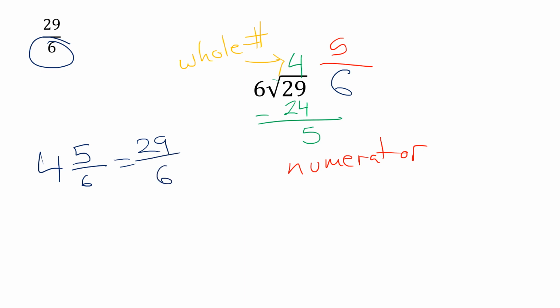And again, you should be able to run this problem backwards. 4 times 6 is 24. 24 plus 5 is 29. So good. That's a sign that we got our answer right.